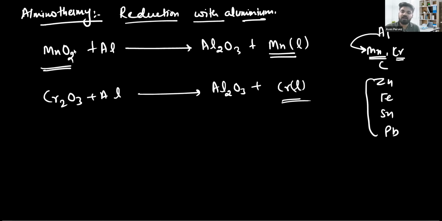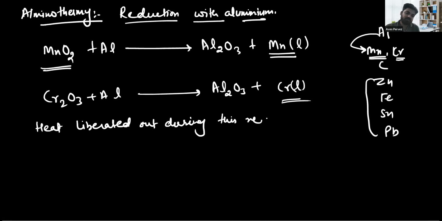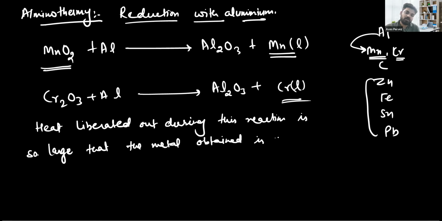So reduction with aluminum is called aluminothermy. Heat liberated during this reaction is so large that the metal obtained is in liquid state. Okay, you understood that the metal obtained is in liquid state? Got it? Yes. Got it?